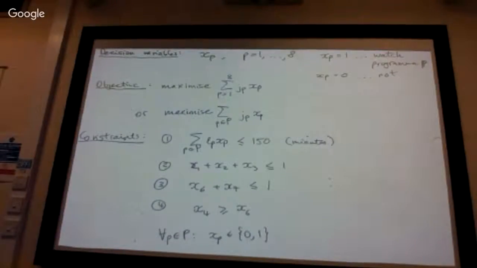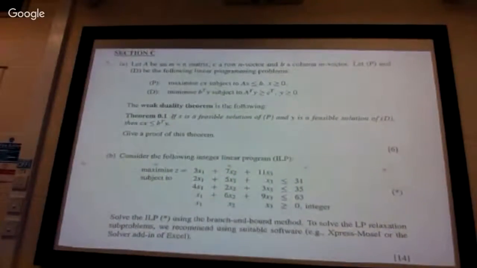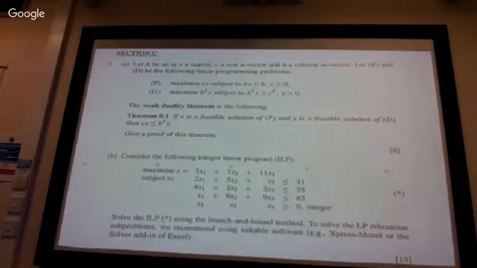Okay. Any other questions? No? Good. So let's do exam question 7 from last year. Have a quick look at it. Read through before we start trying to solve it together.